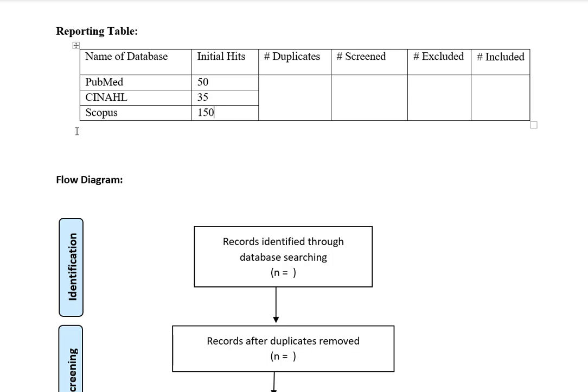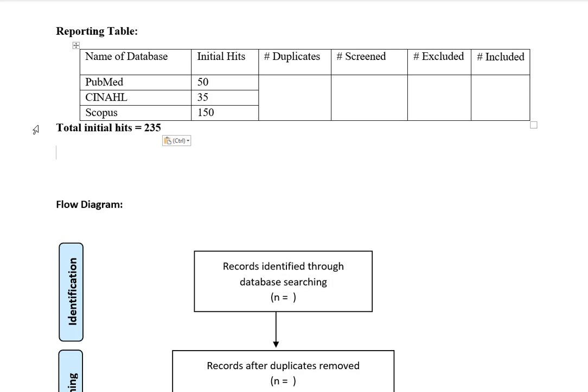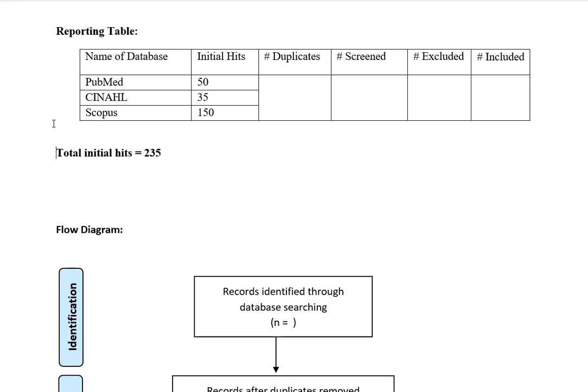150 results. It's important to know your total number of results because your reporting table will inform your flow diagram. So you need to know how much your total hits were initially. Your total hits, all that you do is you add up all of the initial hits from the three databases. So in this example, our total initial hits equals 235.